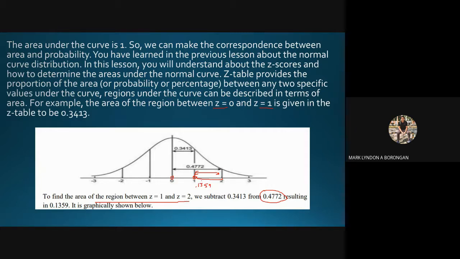So since it is symmetrical from the mean or the center, this would mean that whatever numbers are on the left or on the right should be the same on the other side. So if this is 0.3413, then on the left part this is also 0.3413. And also, the distance from -1 to -2 is just equal to 0.1359 because they are symmetrical. Okay?